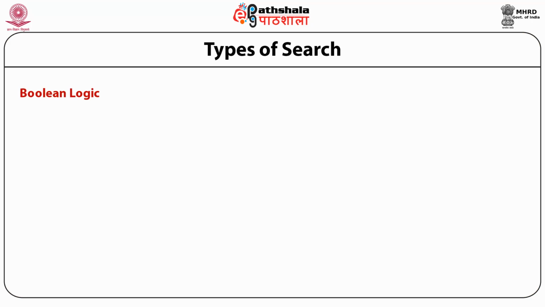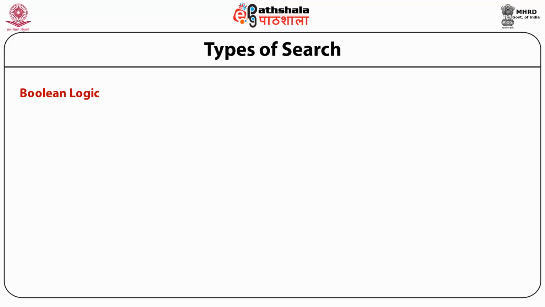Boolean logic. What is Boolean logic? It is nothing but a logical relationship of search terms. It is named after the British mathematician George Boole. Boolean logic is used to narrow or focus the search or to broaden the search depending on the information that the user wants to retrieve.